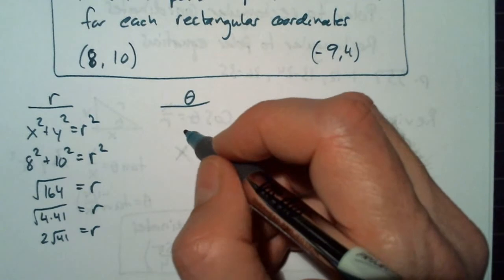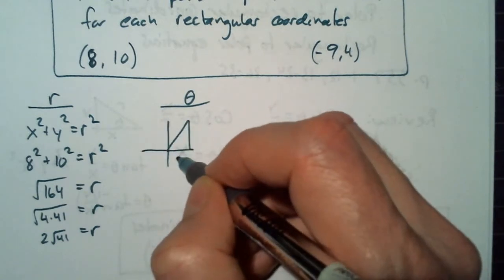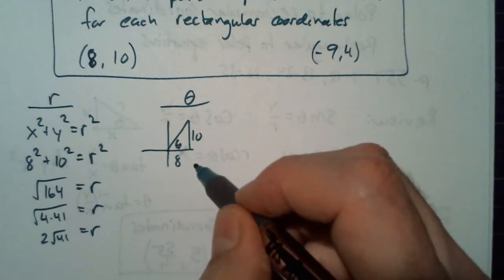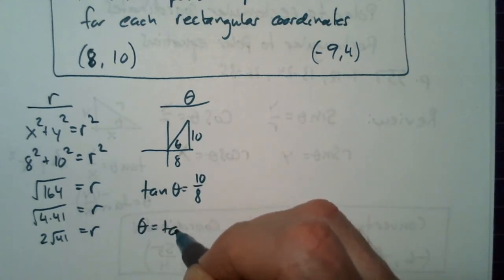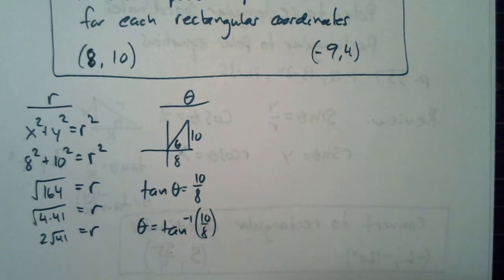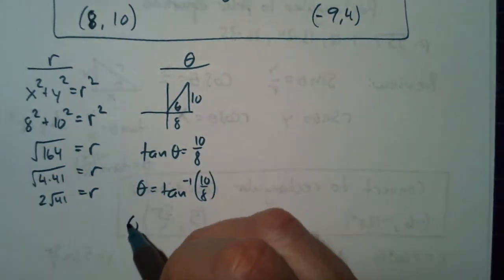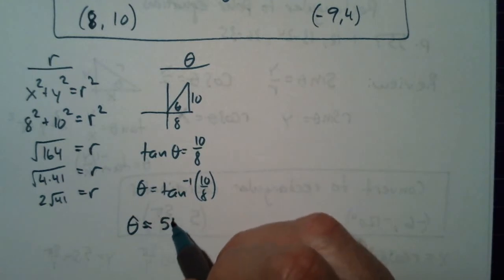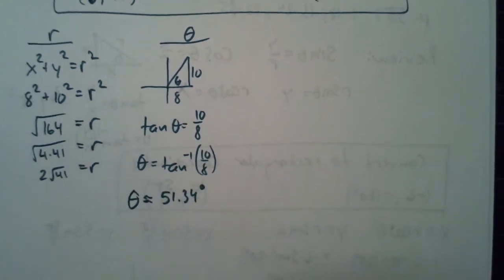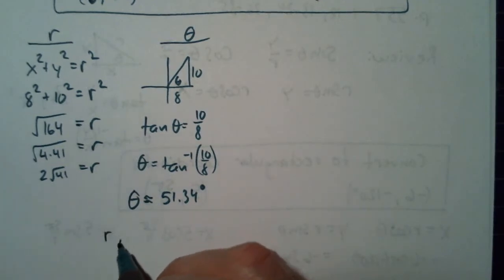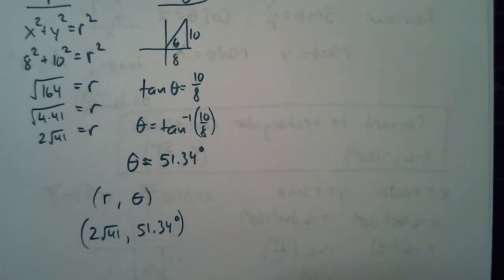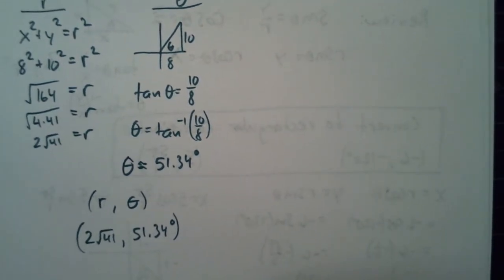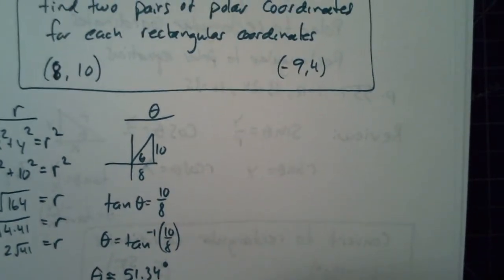Find theta. We want to find theta, and that means we have tan theta is 10 over 8. So theta is inverse tan 10 over 8. And the calculator would give us 51.34 degrees. So in polar coordinates, r and theta, we have 2 radical 41, 51.34 degrees. Pause the video and try that one.